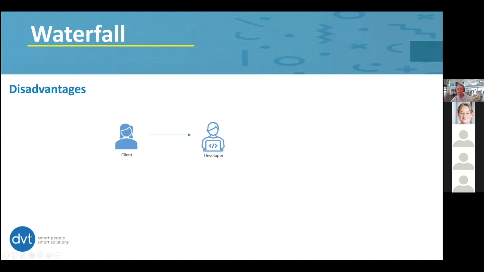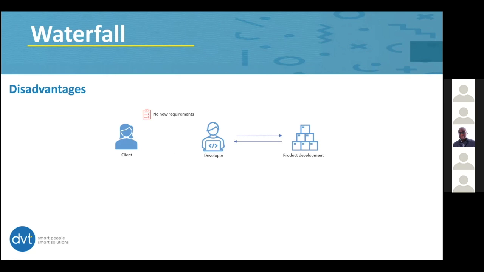The waterfall model does have some distinct disadvantages. Each cascaded stage runs in a separate silo and operates in a different team. The client is only involved right at the start, giving requirements. So after development starts, the client doesn't have the opportunity to capture any new requirements.